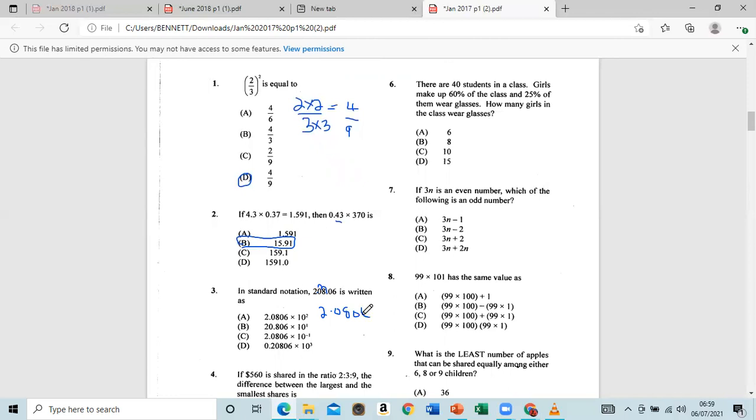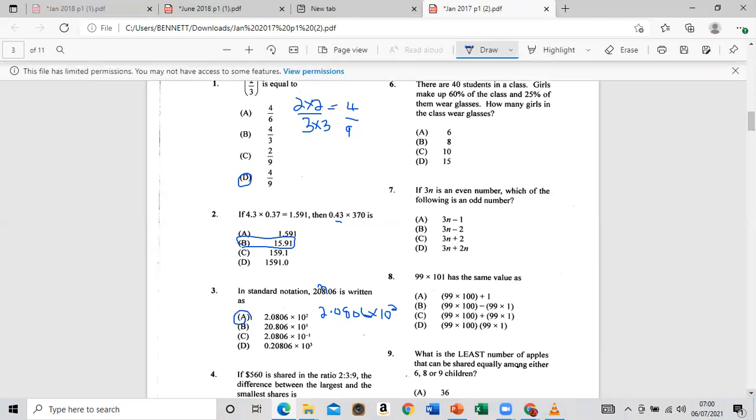2.08 times 10 to some power, right? The number of places we moved forward, which is 2. And it will remain this because when we multiply 2.08 times 10 to the second power, we get back 208. So this would be our answer: 2.08 times 10 squared. So that's A.